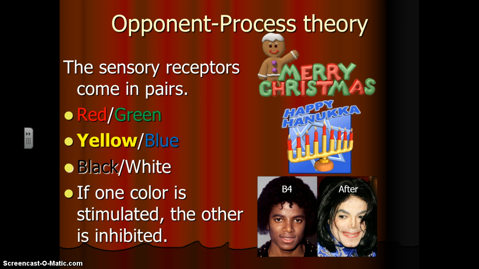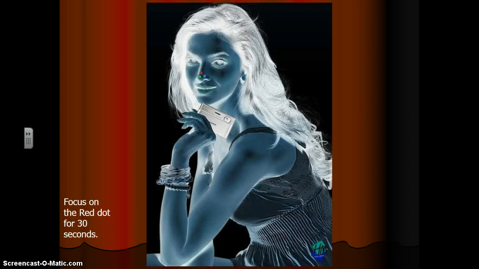The one thing that this theory does do is explain the occurrence of an afterimage. For afterimages, let's take a look at this real quick. What I'd like for you to do is follow the directions here. I'd like for you to focus on the red dot on her nose, and we're going to look at it for approximately 30 seconds. Focus in and continue to just look at the red dot.